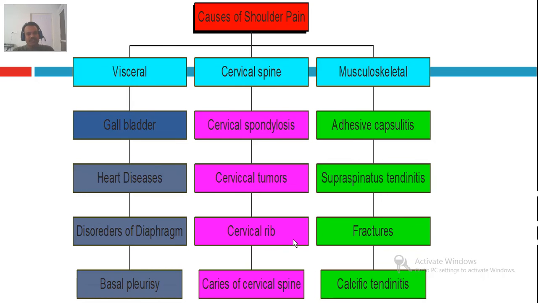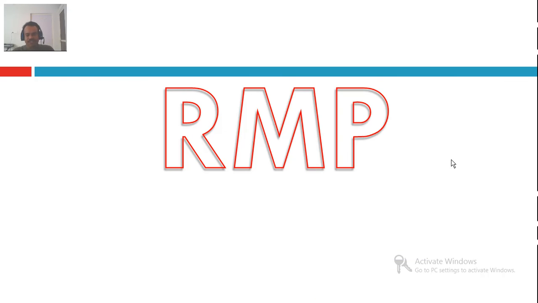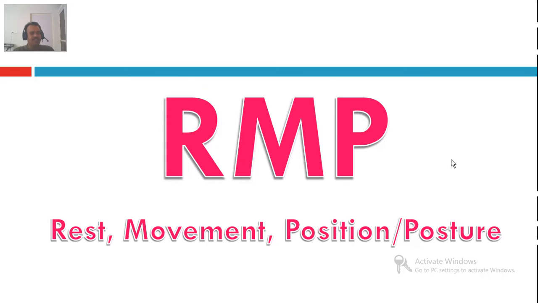Okay, this is a quick revision about the shoulder pain pathologies. It could be visceral, it could be coming from the cervical spine, or otherwise musculoskeletal issues. Now this is a simple trick I use. I call it the RMP. Of course, this is not for registered medical practitioner, but RMP stands for rest, movement, and position, otherwise posture. If your patient's shoulder pain is altered by rest, movement, or position, otherwise a posture, then it is definitely musculoskeletal.